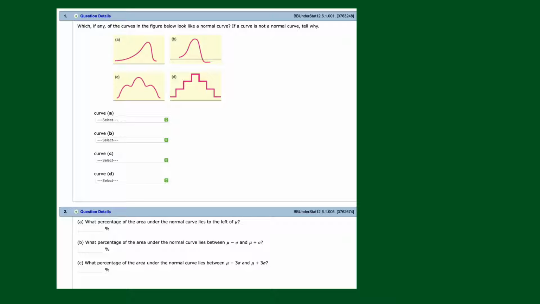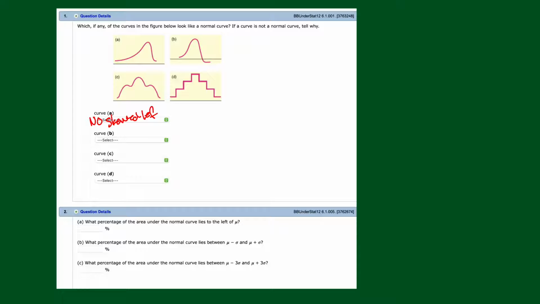What about A? Does A look normal to you? I'm going to say no because this is called skewing. It's skewed to the left. So what do we do here? We select, I guess I can't do it there. Anyway, okay, how am I going to do this? I'm just going to say no. Skewed left.